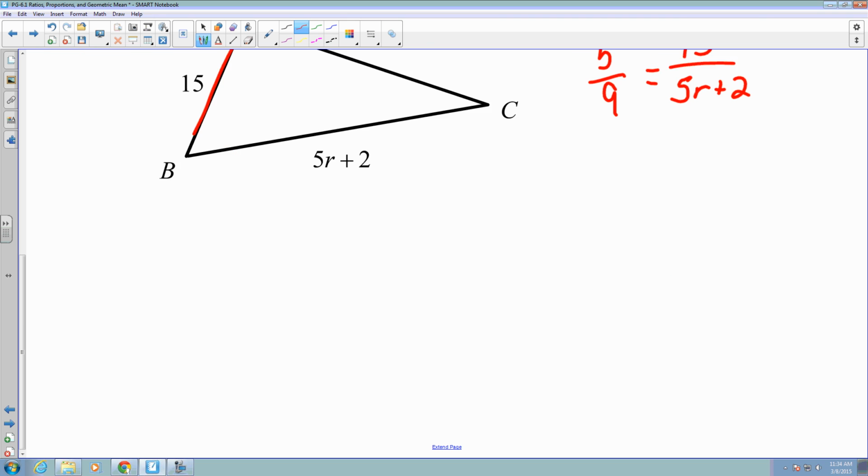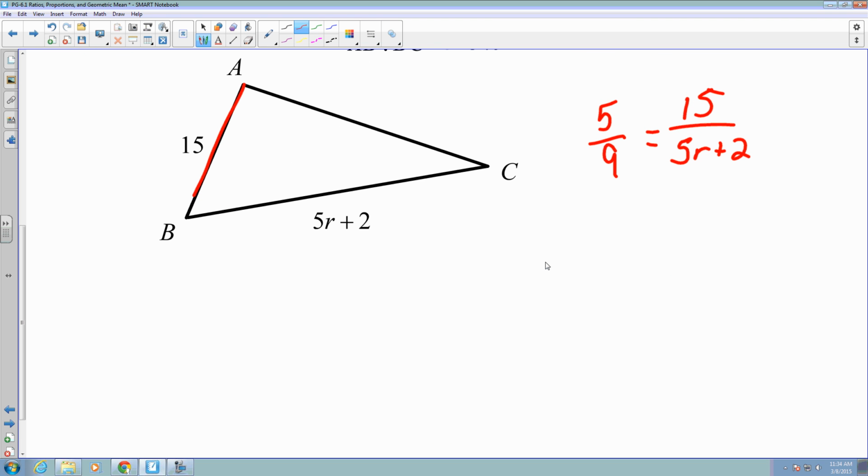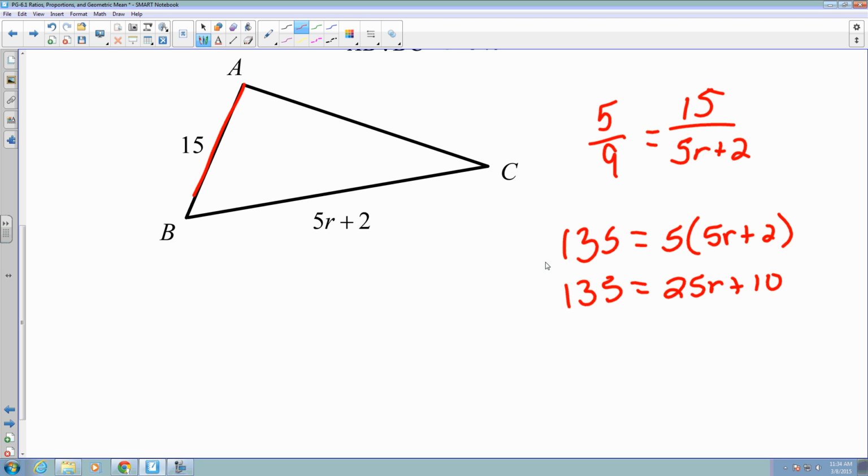So I'm just going to do the cross products. First off, 9 times 15 gives me 135, and it's set equal to 5 times the quantity of 5R plus 2. I distribute, it's going to be 25R plus 10. I subtract 10 from both sides, so I get 125 equals 25R. And dividing both sides by 25, R equals 5.